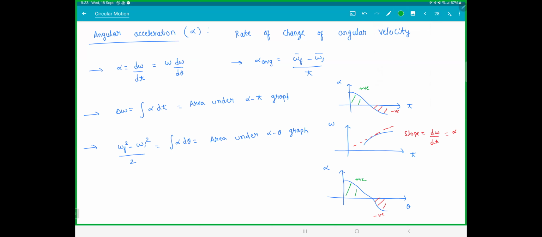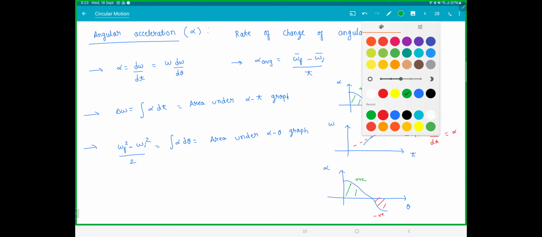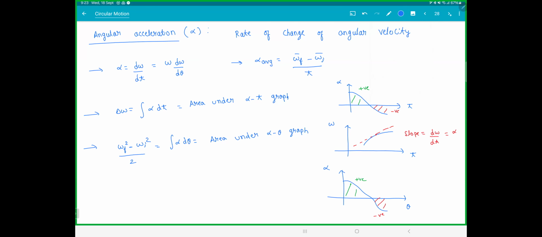Check it out. We had the exact same graphs in AT, acceleration time graph in kinematics. So all the graphs you learned, I can get the same graphs. Only thing x becomes theta, v becomes omega, and a becomes alpha. Check it out.